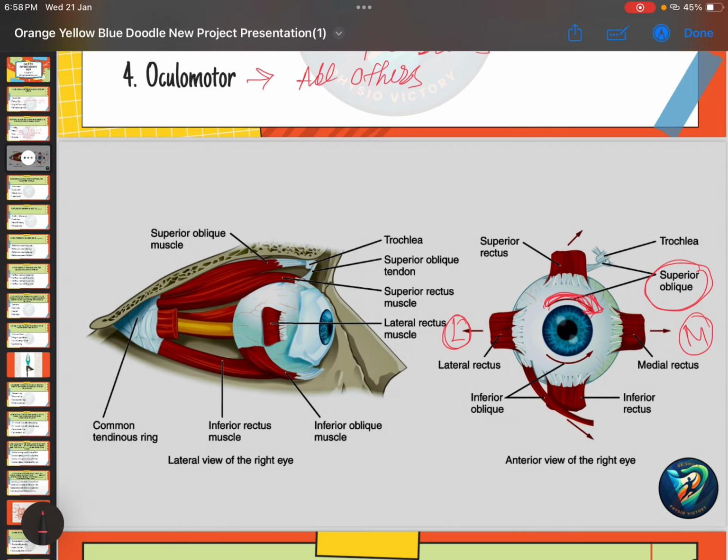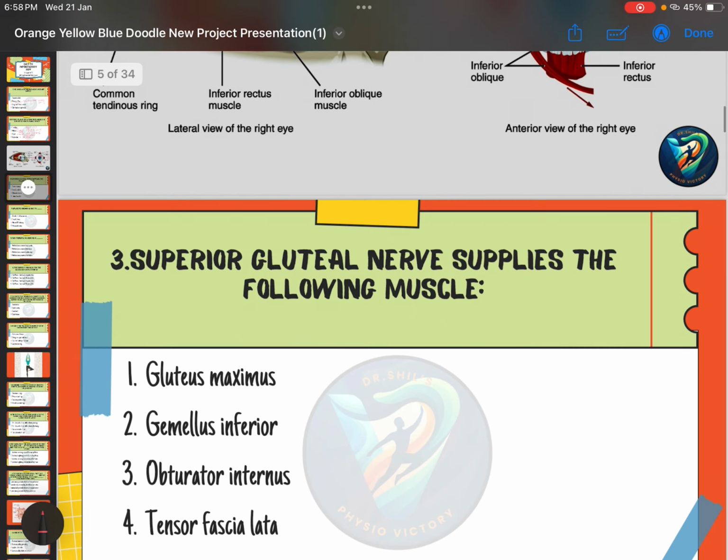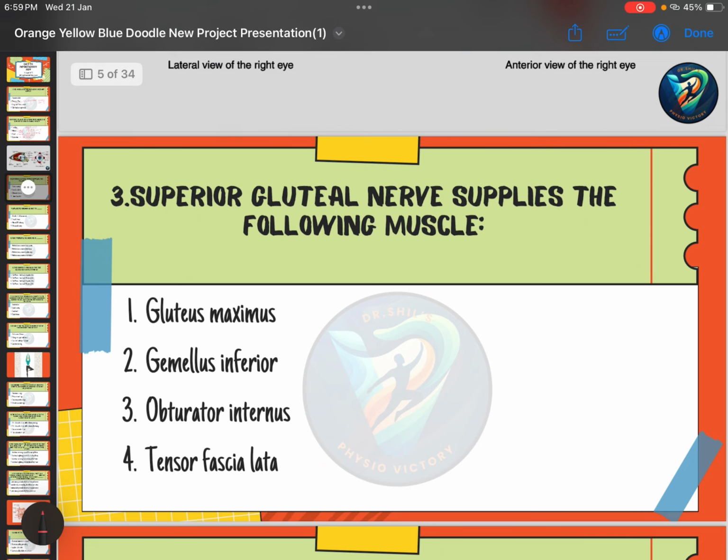Next, come to question number 3. Superior gluteal nerve supplies the following muscles. Option 1 gluteus maximus, option 2 gemellus inferior, option 3 obturator internus, option 4 tensor fascia lata. Here the correct answer is option 4 tensor fascia lata.